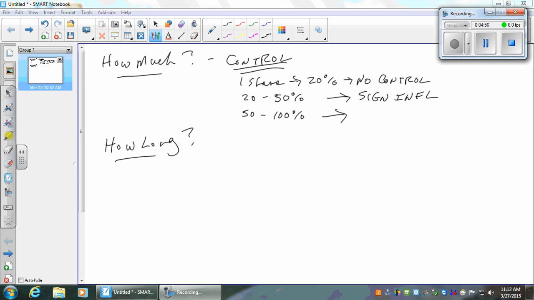If you own 49% of the stock and she owns 51%, what happens when you vote? She runs the company. 51, 49. Now, she can't steal from you or something. You can always sue her if she's taking advantage of you, right? That sort of thing. But she makes decisions, right? That's it. Okay? So 50 to 100% is full control.